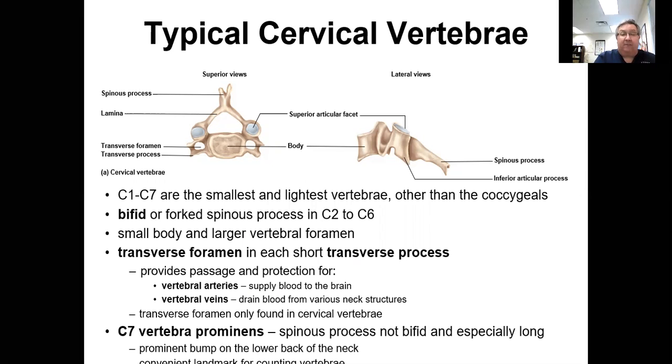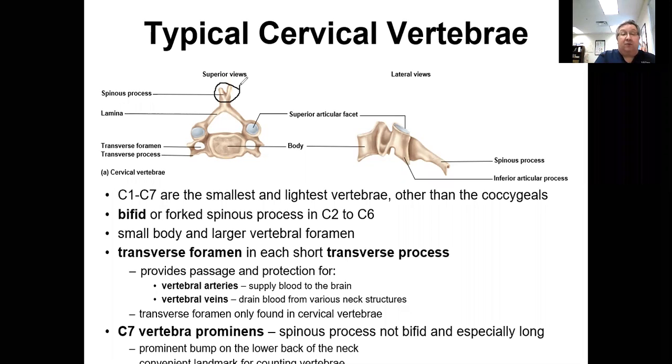So the typical cervical vertebra, the characteristics that you will see, C1 through C7, they're the smallest and lightest vertebra. From C2 through C6, there is a bifid spinous process. So again, as you can see in the picture here to the left, here's the spinous process. It has two parts to it. And when you get on campus, you will see that these vertebrae in the bone box have the bifid look.